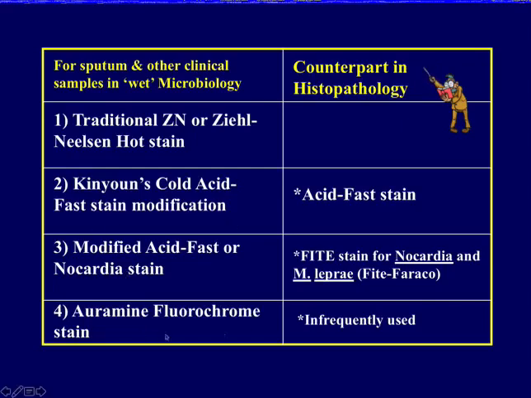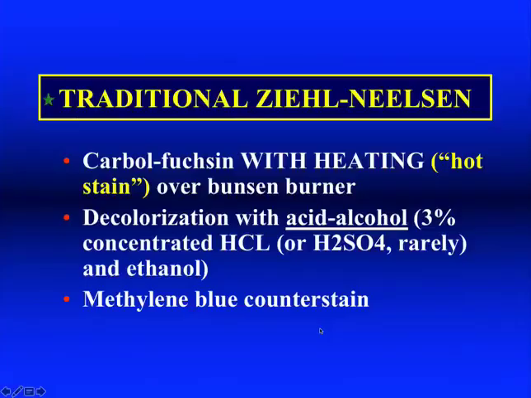I'll tell you how that modification came to be, but it's very effective. It's what we call the nocardia stain in the wet lab and what we call the Fite stain for nocardia, and M. leprae, also known as the Fite-Faraco stain in the tissue lab. Then the last one is done for screening a lot of smears for TB from the respiratory tract. It's a fluorescent stain that's a lot faster. It's the auramine fluorochrome stain, and there's pretty much no counterpart to that in histopathology.